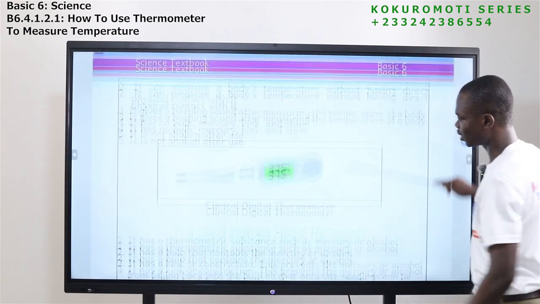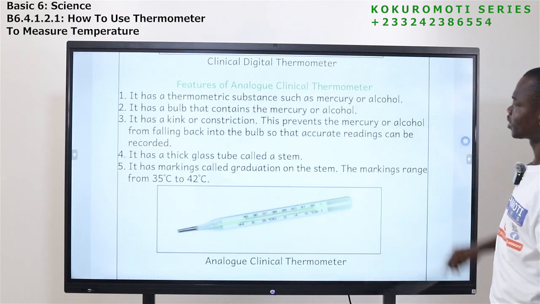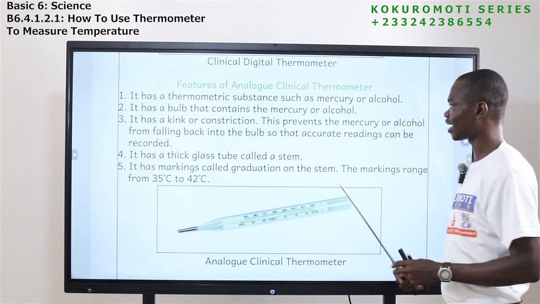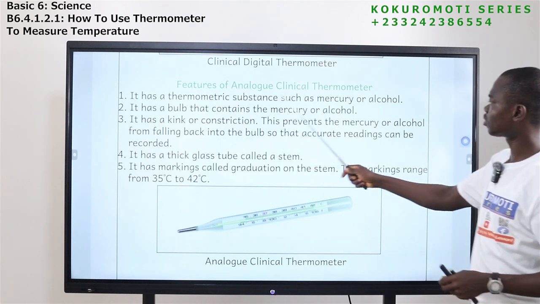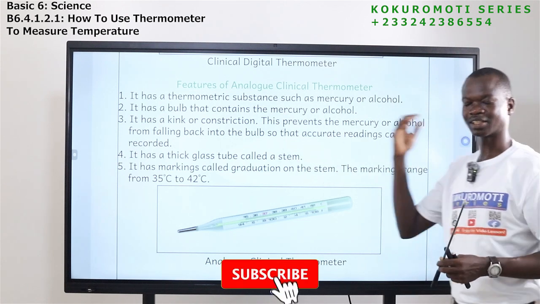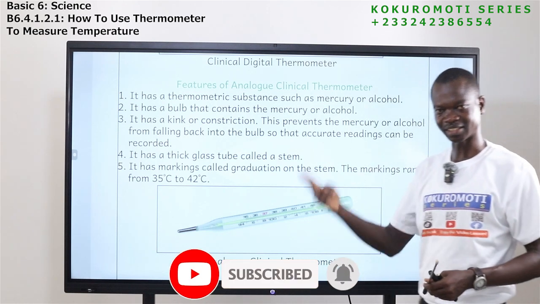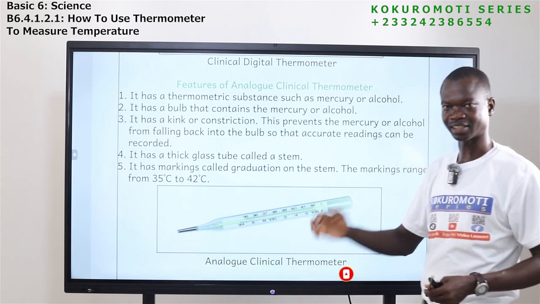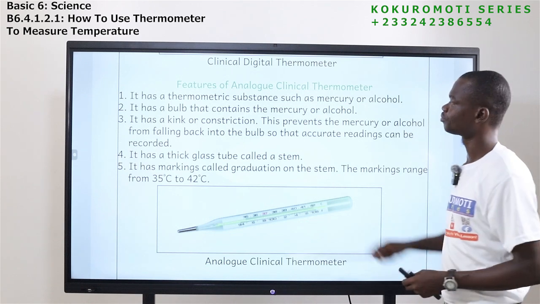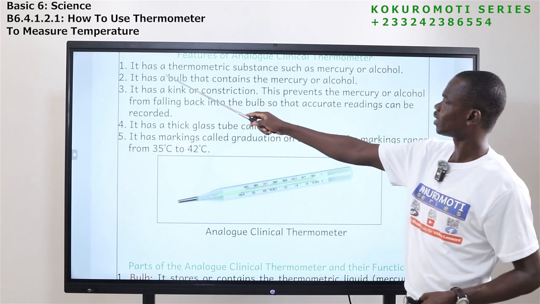Okay. Now let's come to this side. We are looking at the analog type. So, features of the analog clinical thermometer. The thermometer that we use in the hospitals, I said we have two types, digital and analog. We have seen the digital. We are going to look at the analog.